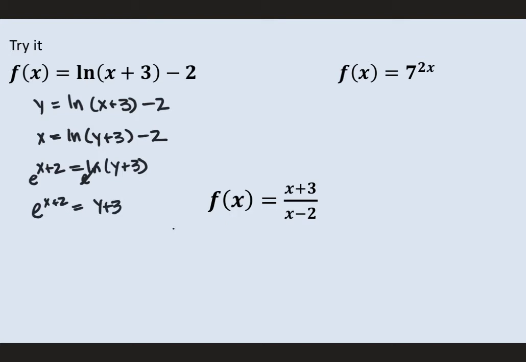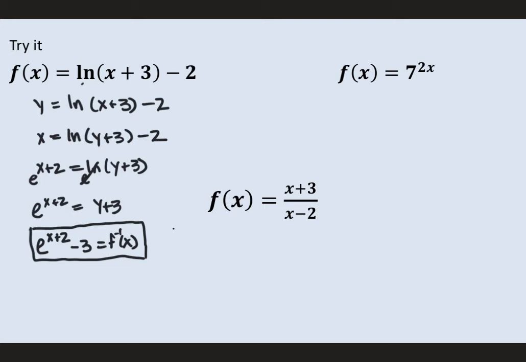The subtraction 3 is going to go on the lower level with the e. So I'll get e to the (x plus 2) minus 3 equals y, but rather than y, I'll rewrite this as f inverse of x, because the y is all by itself. And there we go. That is the inverse function of what we originally had. The inverse function of the natural log of (x plus 3) minus 2 is e to the power (x plus 2), minus 3.